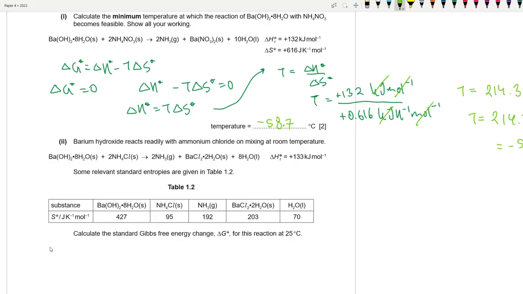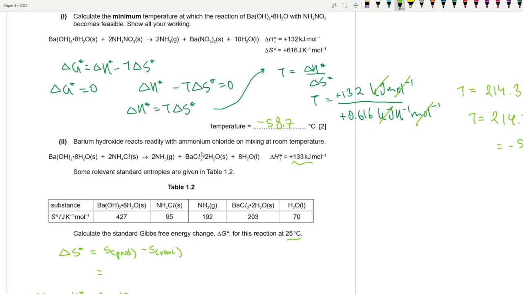So we know that del G is equal to del H minus T del S. So we have the temperature. It's 25 degrees Celsius plus 273, 298 Kelvin. We have del H. We have to find del S. So del S, the answer is actually S of products minus S of reactants.